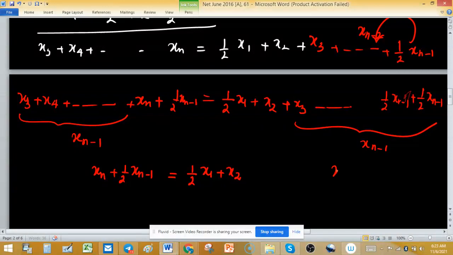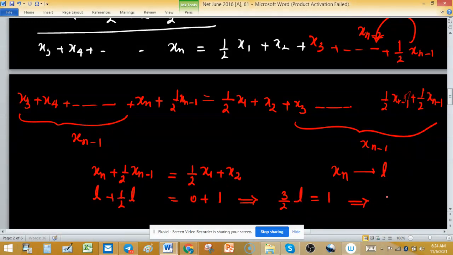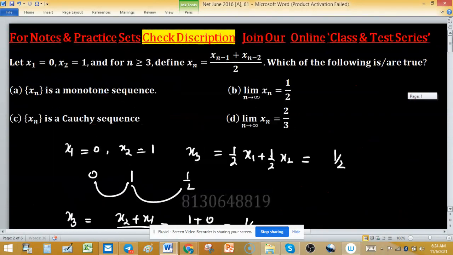As sequence is convergent, so limit of the sequence, suppose L, or limit of the sequence is tending to a real number L. So limit of xn is L plus half of L equal to half of x1, which is 0, plus x2, which is 1. This implies that 3 by 2 L equal to 1, and this implies that L equal to 2 by 3. So limit of the sequence is 2 by 3, means option D is correct. So correct options are C and D.